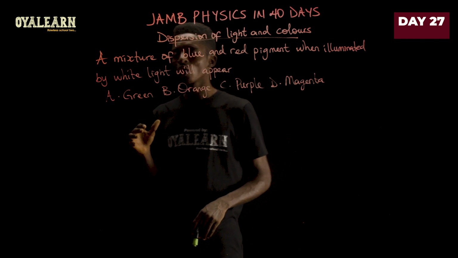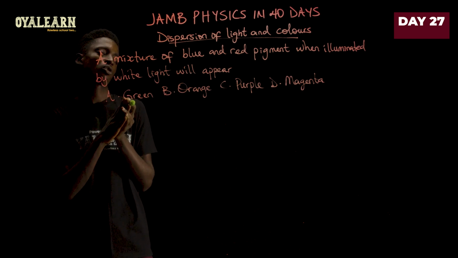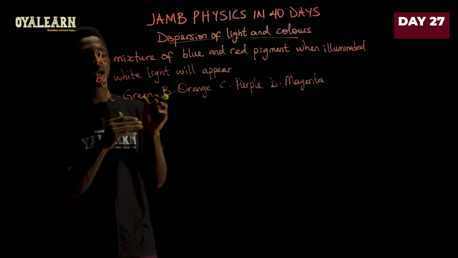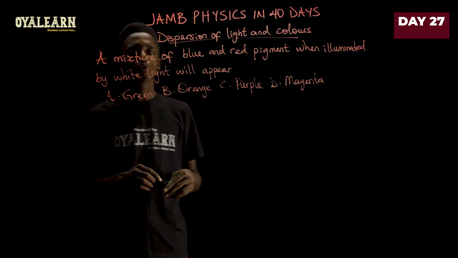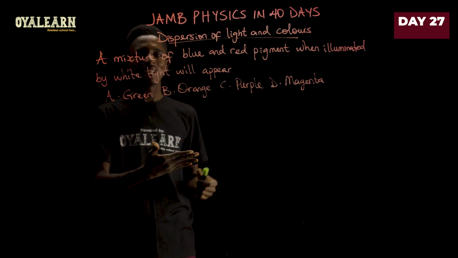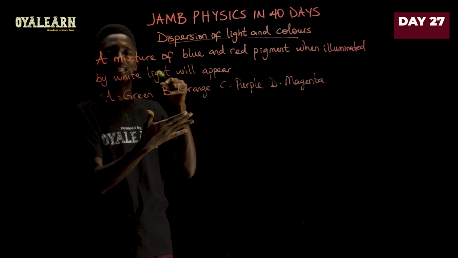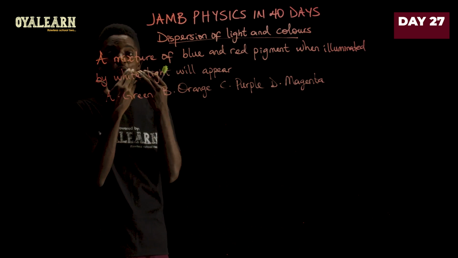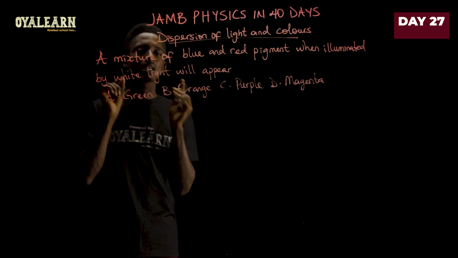Now, this question can be a little bit of a trick question if you do not understand the line in the question. The question itself says a mixture of blue and red pigments when illuminated by white light will appear. What we are focused on here is the pigments. So when you mix paints, blue paint and red paint, what will you get? That is what you will see. The only way you are able to see it is because by the time the white light is illuminated on it, it is going to absorb every other color and reflect only blue and red to the eye, which will then be mixed together to produce what we see as purple.